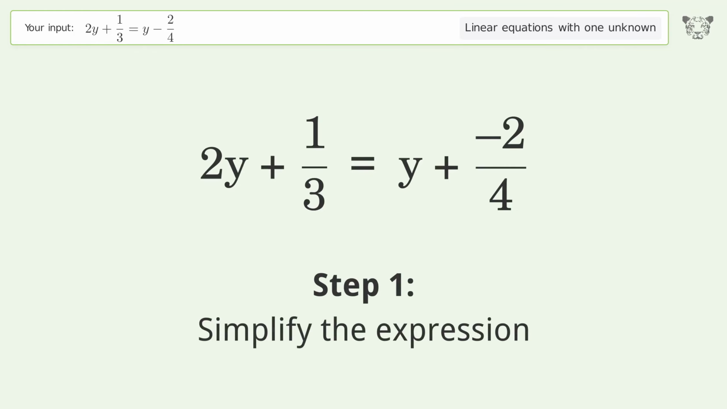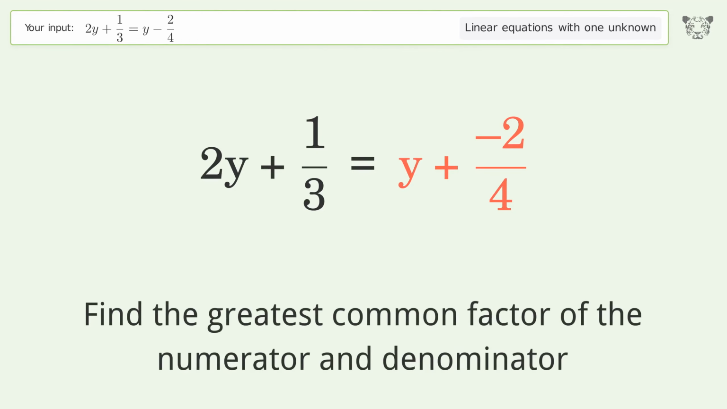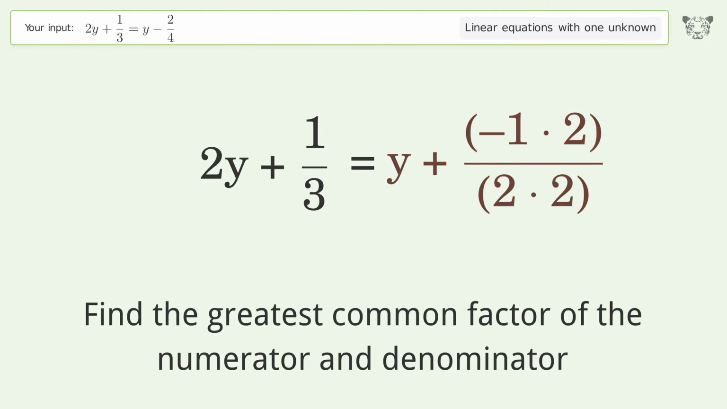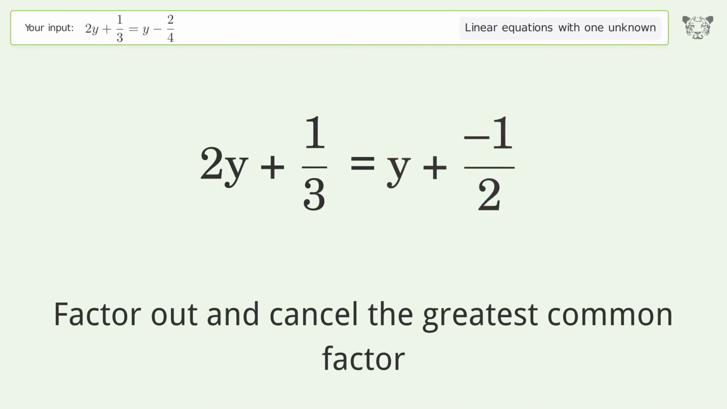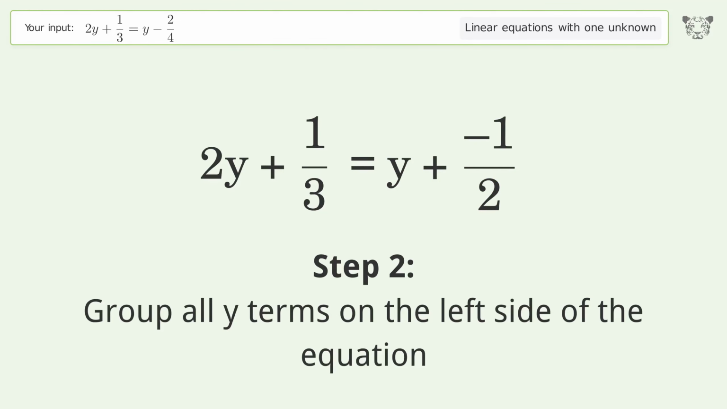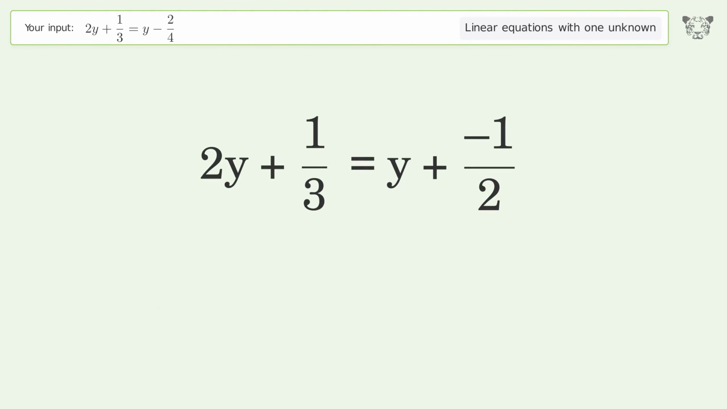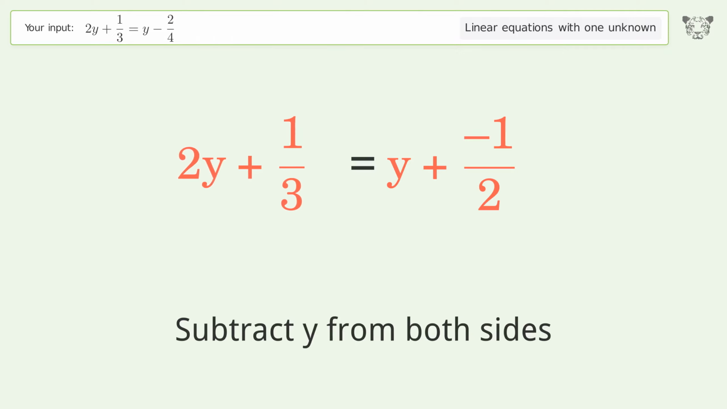Simplify the expression. Find the greatest common factor of the numerator and denominator. Factor out and cancel the greatest common factor. Group all y terms on the left side of the equation. Subtract y from both sides.